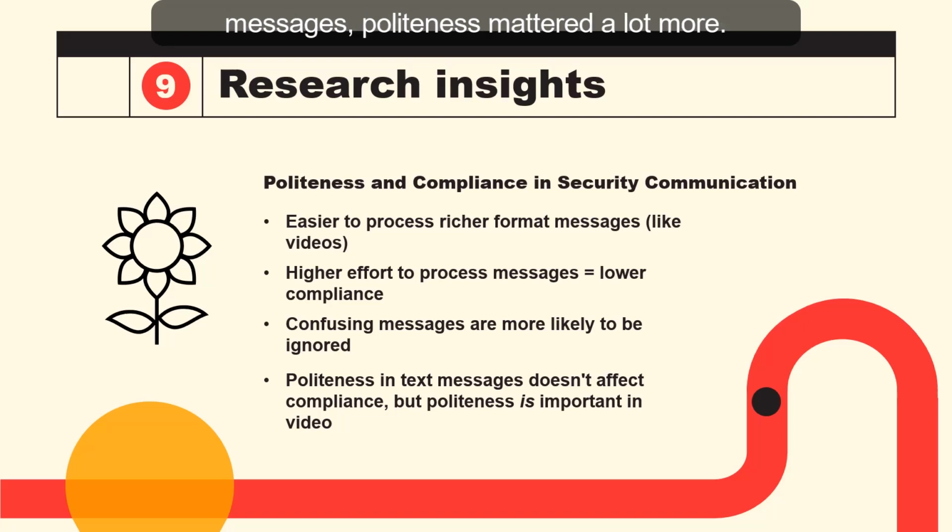But for video-based messages, politeness mattered a lot more. When the message was delivered in a video, people responded better when it was polite rather than rude. So the bottom line is, how a message is delivered affects how easily people understand it. If a message is hard to process, people are less likely to follow the instructions. And in videos, tone and politeness make a difference in whether people comply with the message. So when editing, if you want people to follow security or compliance rules, make the message easy to understand and consider using polite video instructions for best results.